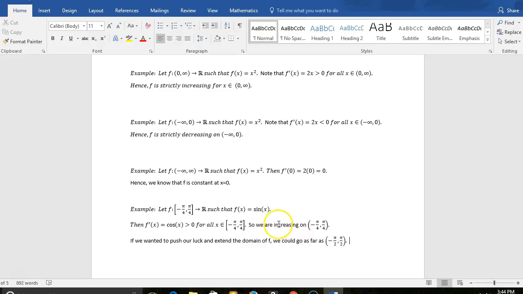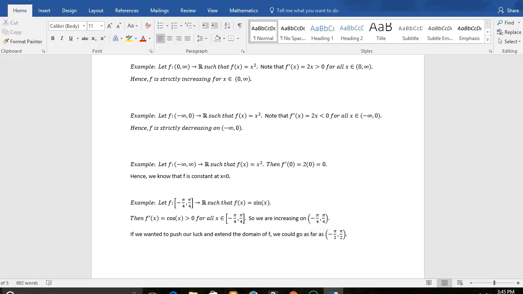At least as far as being increasing is concerned. But anyway, moving on. And if you ever say you're increasing on an interval, keep it open. Don't go closed. Don't put a bracket on either the left or right side. Don't do it. But moving on down the highway.